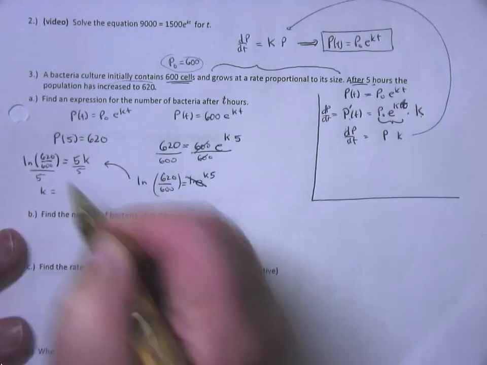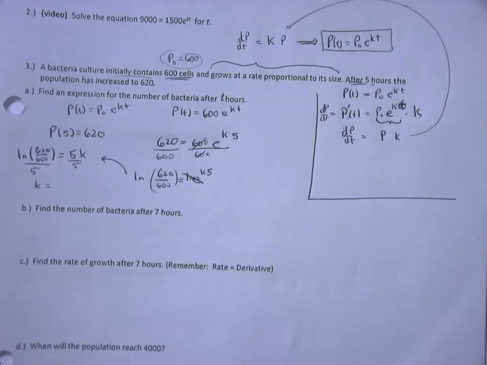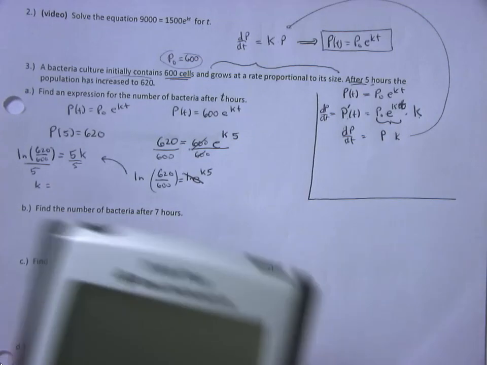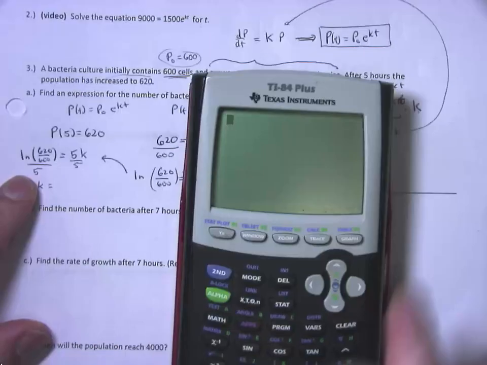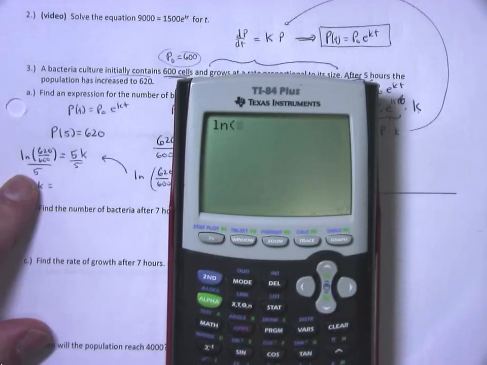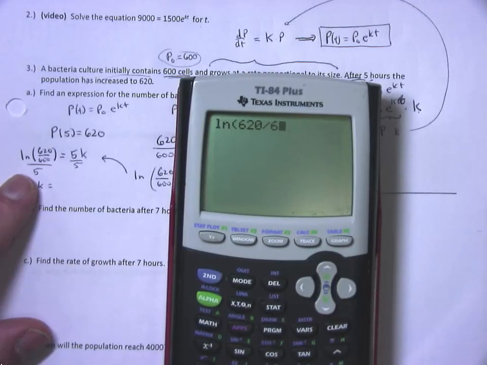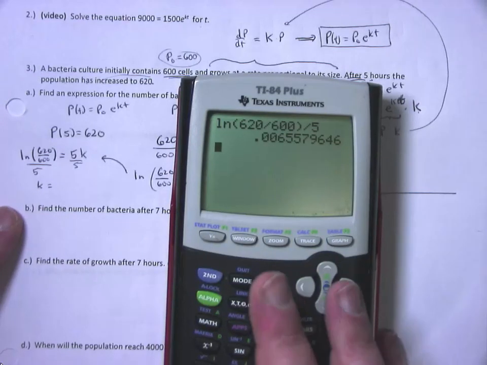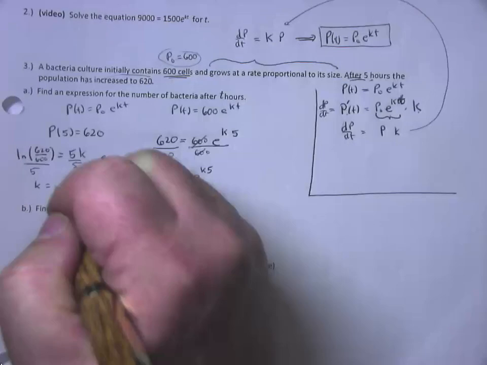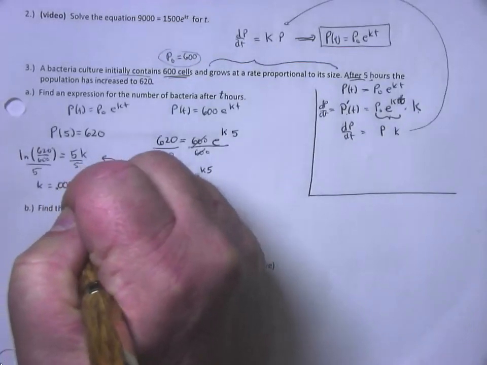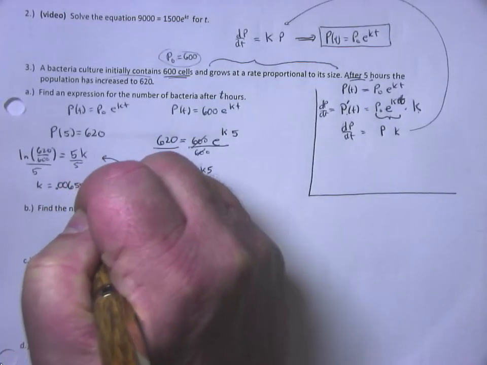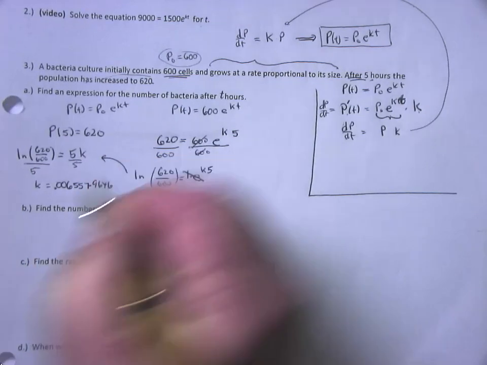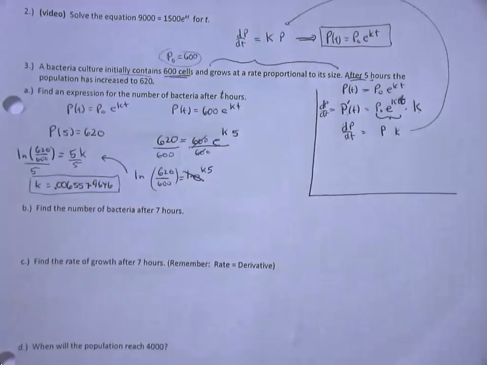So k is equal to, and grabbing my handy dandy calculator up here, I get the natural log of 620 divided by 600, close parentheses, divided by 5. And it is, I got 0.006, and I don't round, 0.00655799646. This is my k. Does that make sense?